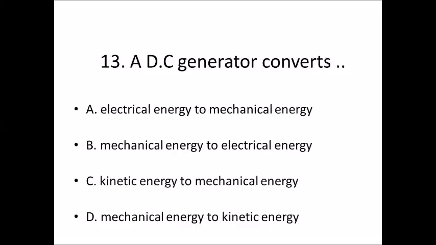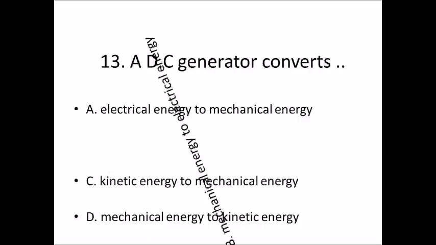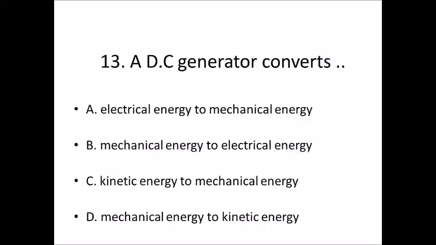13th bit. A DC generator converts option A, electrical energy to mechanical energy. Option B, mechanical energy to electrical energy. Option C, kinetic energy to mechanical energy. Option D, mechanical energy to kinetic energy. Answer guess cheyandi. Answer వచ్చేసి option B, mechanical energy to electrical energy.